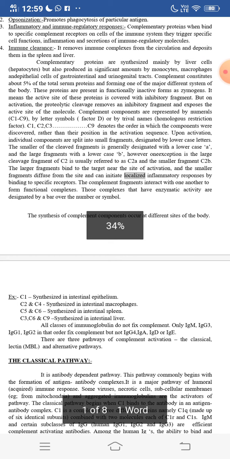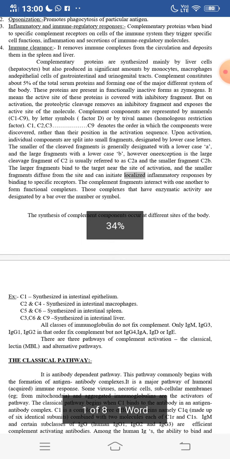So wherever this complementary set of proteins is present, it remains in the inactivated form, but when it gets activated, the larger fragment will get bound to the target cell near the site of activation, and the smaller fragment will very easily get diffused or absorbed in the circulatory fluid. It will diffuse from the site and can initiate the localized inflammatory responses by binding to specific receptors.